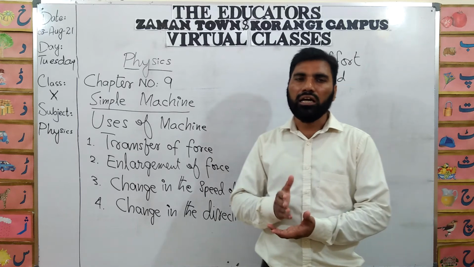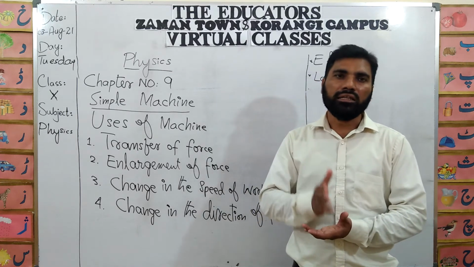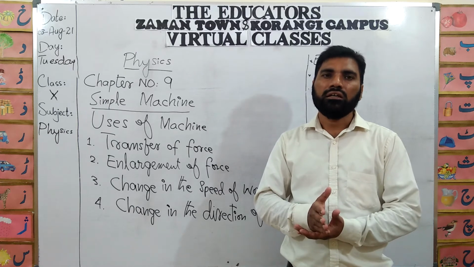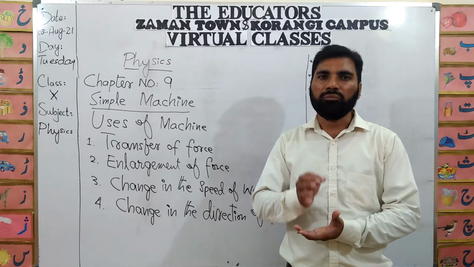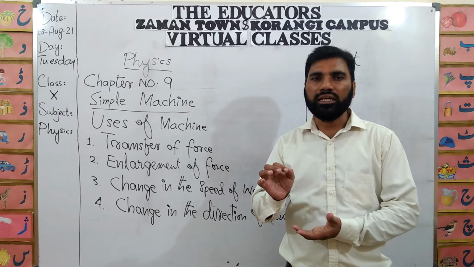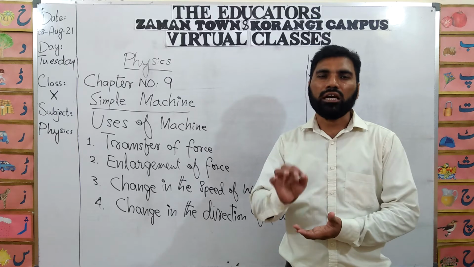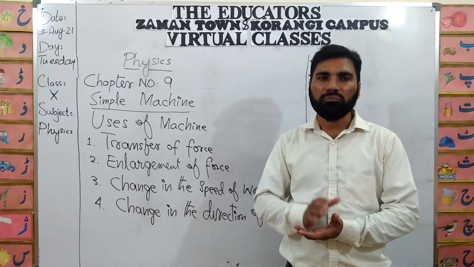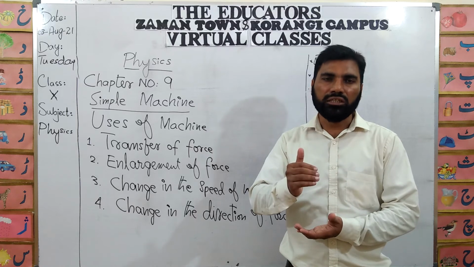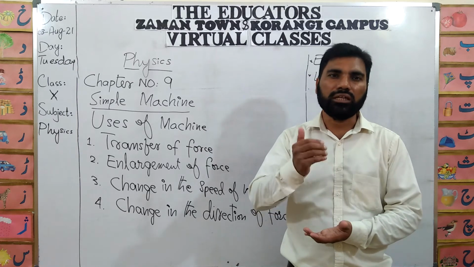Another definition I'm gonna share with you: any device on which at one point we apply the force, and on the other side of this thing we can overcome the resistance. This is also called a machine. This is the complicated definition, I know, but the first definition is very easy.